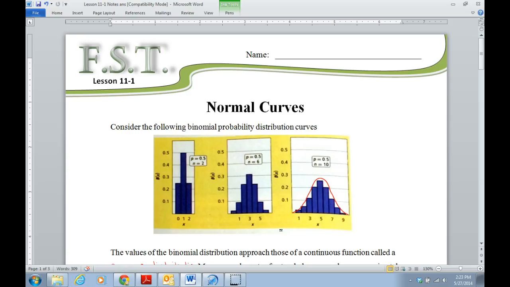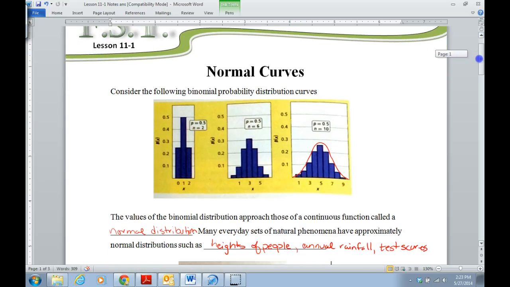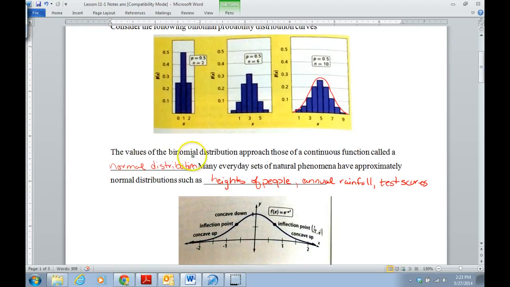Now, I will tell you that a normal curve is what you're going to see most often in real life, dealing with many, many things, and we'll get into that a little bit in a minute, okay? So the values of the binomial distribution approach those of a continuous function called the normal distribution. Many everyday sets of natural phenomena have approximately normal distributions, such as heights of people, annual rainfall, test scores. If you guys have ever heard of being put on a normal curve or a bell-shaped curve, that's what they're talking about.